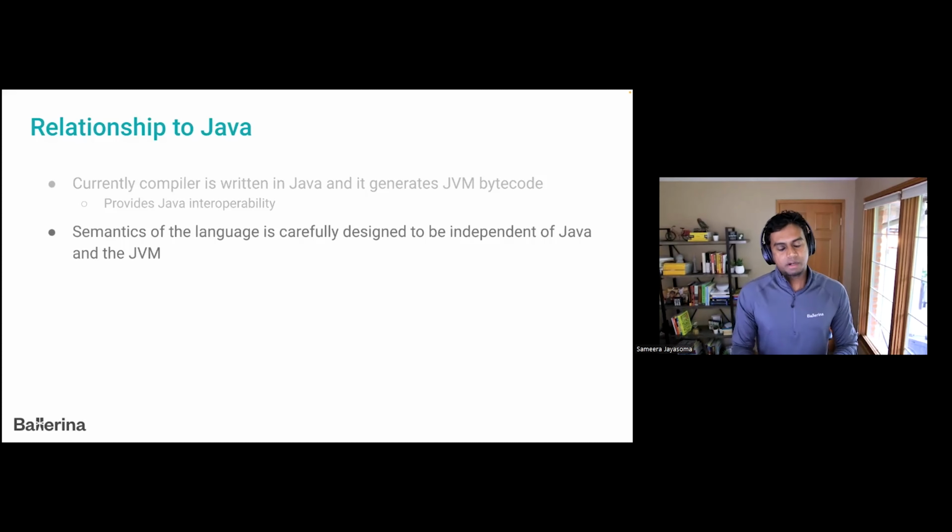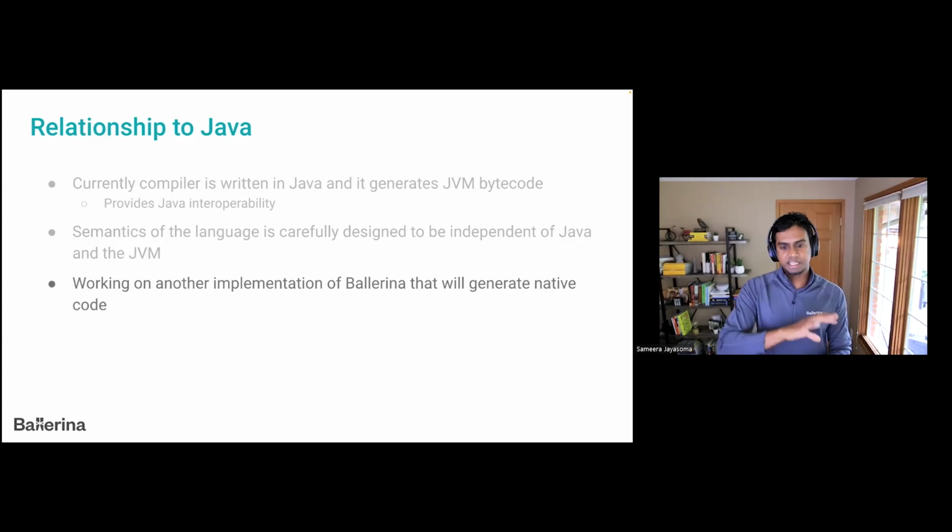The other important thing is the semantics of the language, designed carefully. We don't call Ballerina a JVM language, even though it runs on top of the JVM. Our intention is to write a non-Java implementation, so it should generate native code. We have a work-in-progress project on this, called native Ballerina, like Kotlin Native.